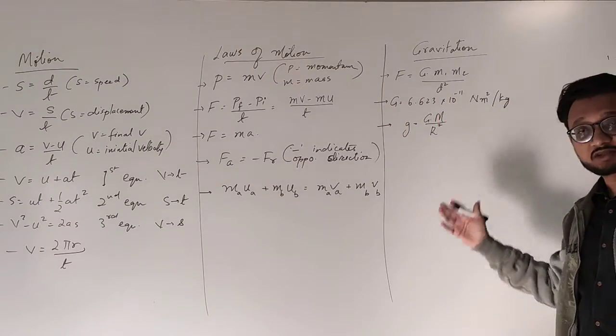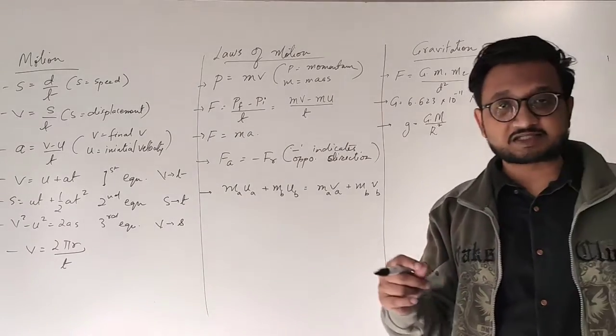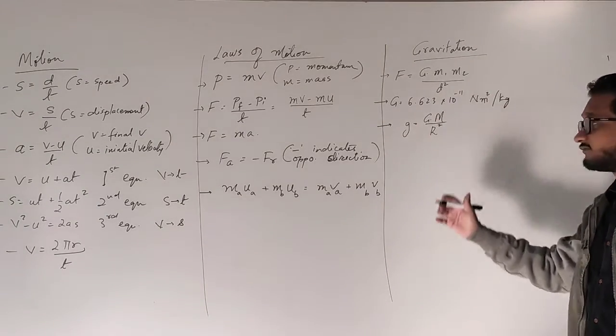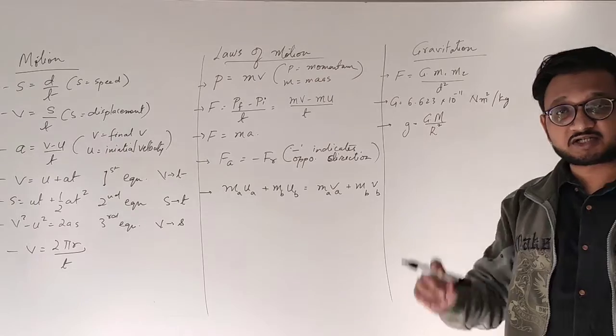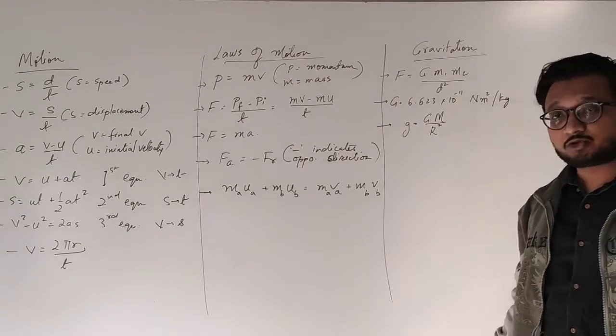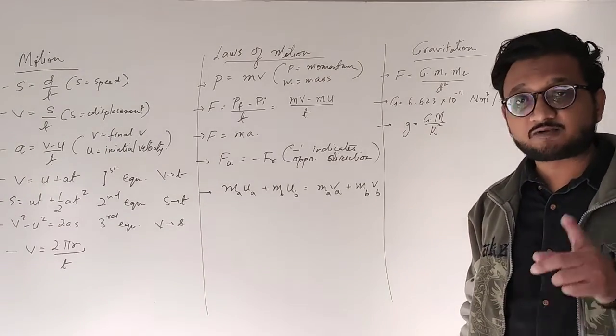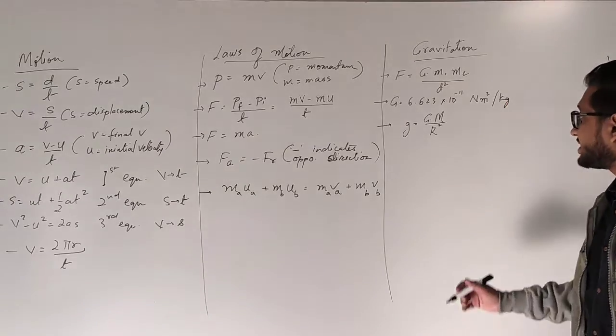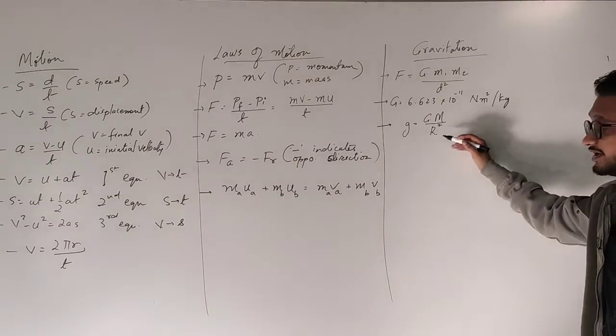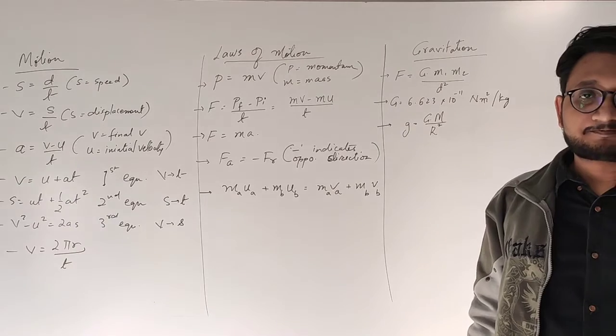So what will the acceleration be? What will be the acceleration of the object that is free falling? And so for that we have the formula for what acceleration it will be falling down with. And this has nothing to do with the mass of the object. It is totally dependent on the mass of Earth and radius of Earth.